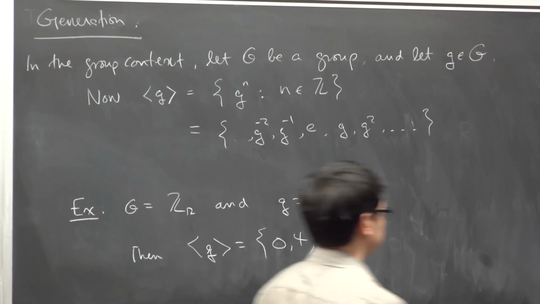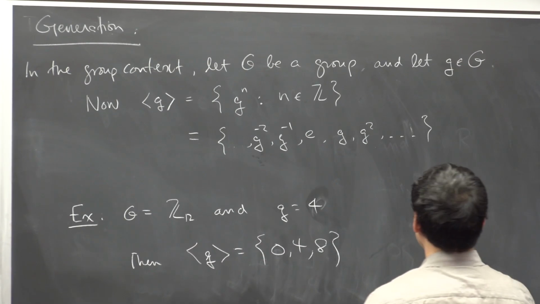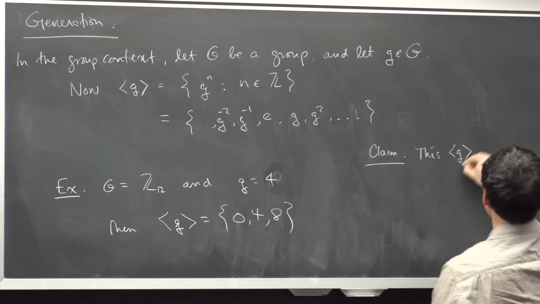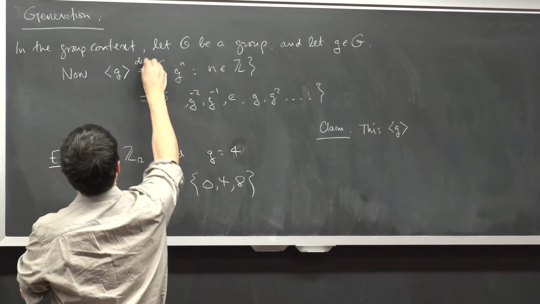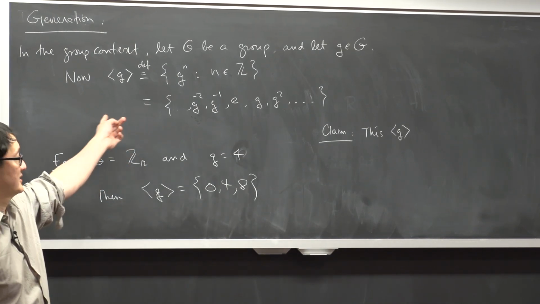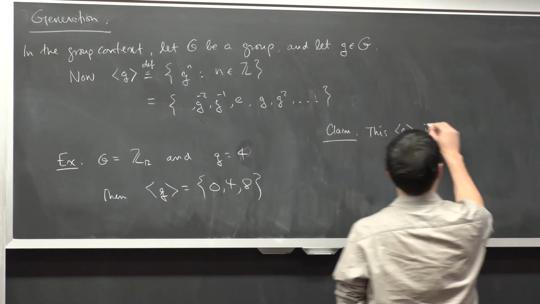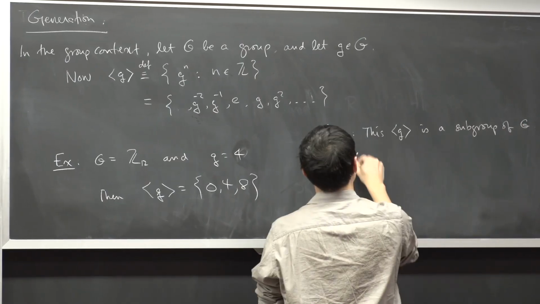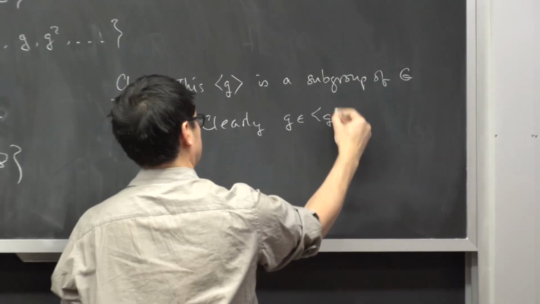Now, the claim here, which should not be that hard, is that so far we just know that this is a definition. So now we define this. This set, as Lauren said, is a subgroup of G. Let's just show that it's a subgroup real fast. It is a subgroup of G. So clearly g belongs to here, so it's non-empty.